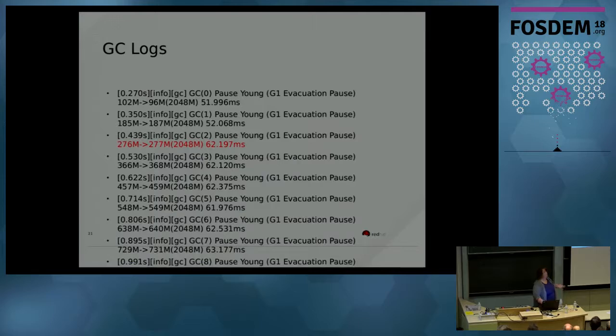GC logs. These tell you how your memory is running, but it's just the heap. But if you look at that red one, you did a young generation GC where you did, you know, 62 milliseconds of copying heap and you got nothing back, right? That's probably not a good fit between your algorithm and your application, right? The algorithm is trying really hard to collect young stuff, and this particular application has no young stuff. So you can look at the GC logs and see how effective they're being.